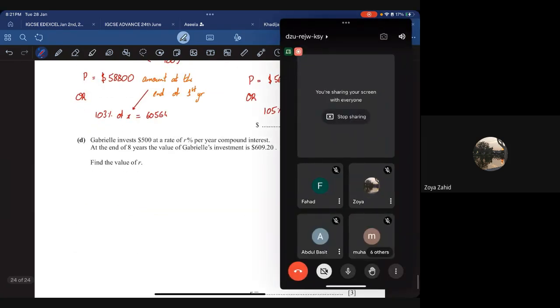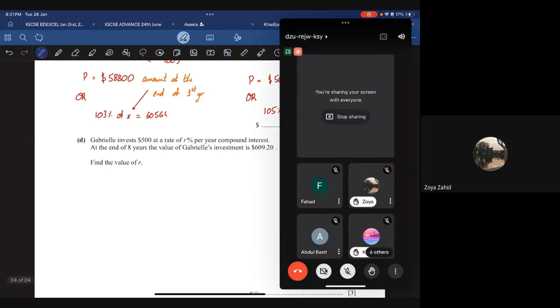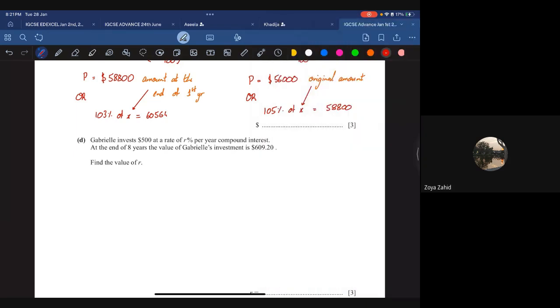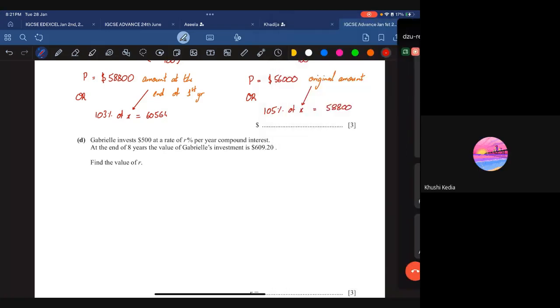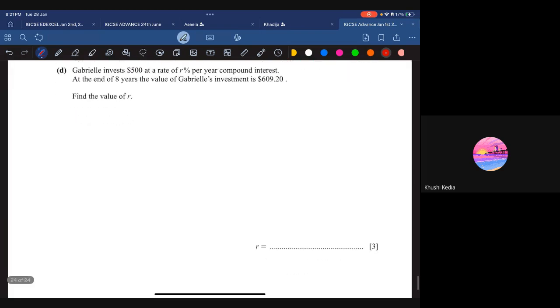Yes. Who has done part D? Is there anyone who has done part D? Yes. All right. We'll let Kushi answer this. You answered the previous one. Yes, Kushi. Should I explain these steps or just say the answer I got? Whatever you're comfortable with, Kushi.